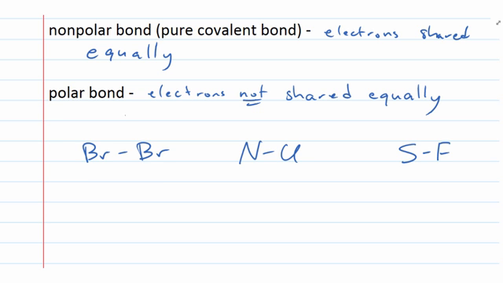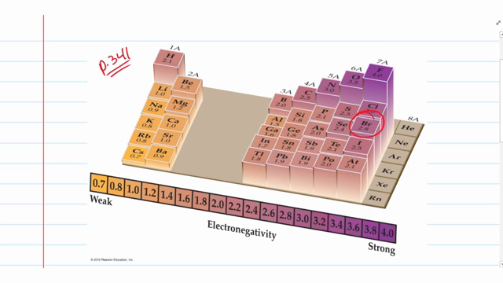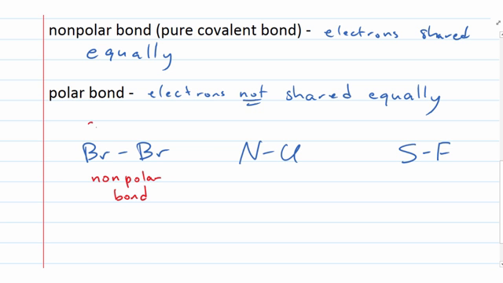Their electronegativity values are the same. So we would say that these have a nonpolar bond, or your author would refer to it as a pure covalent bond. Again, we wouldn't even need to look up the electronegativity values because they would be the same. But if we did, we'd see that all bromine atoms have an electronegativity value of 2.8.